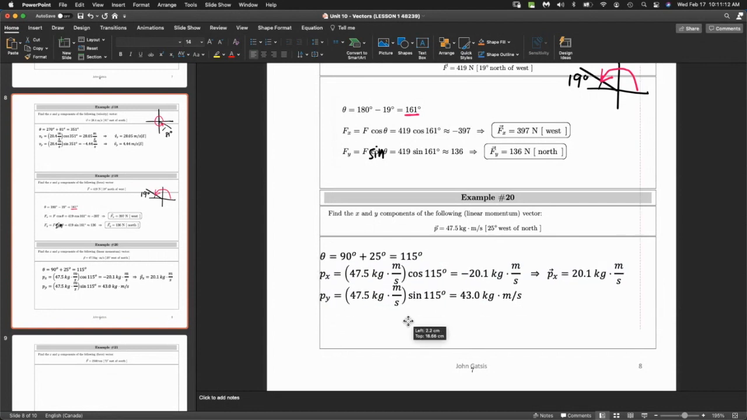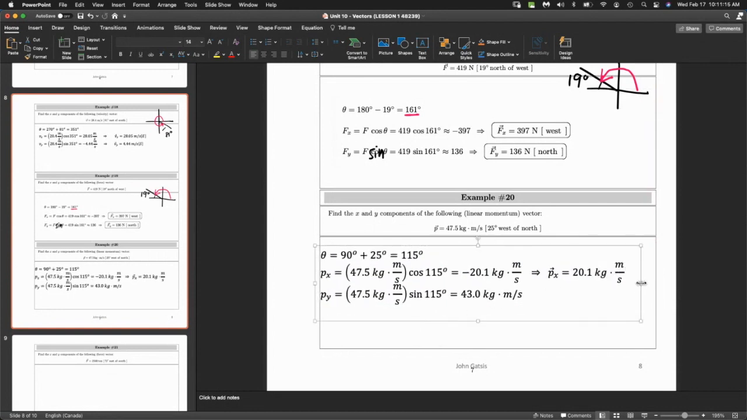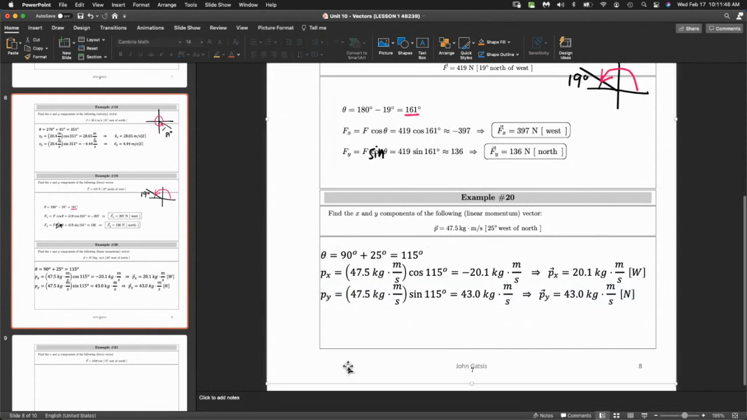And what direction goes for the x component? Is it east, west, south, north? What is it? That's right, it's west. Thank you, Jai. And let's do the y component. Don't mind me copying and pasting. Just trying to be efficient with you. So that's 43.0. Is that north or south? Thank you, James. And there you go, my friends.